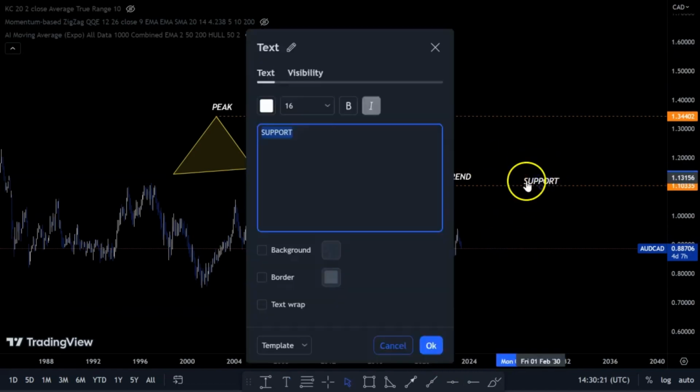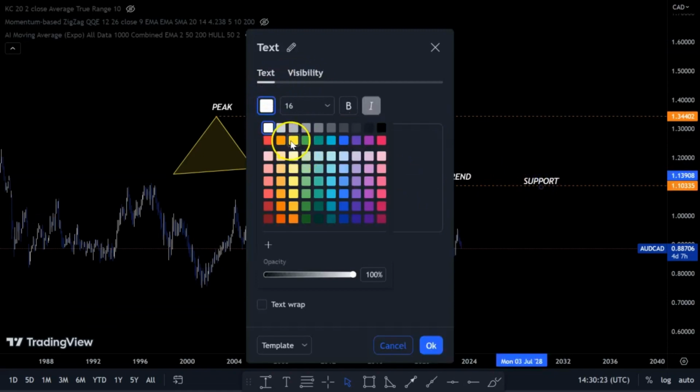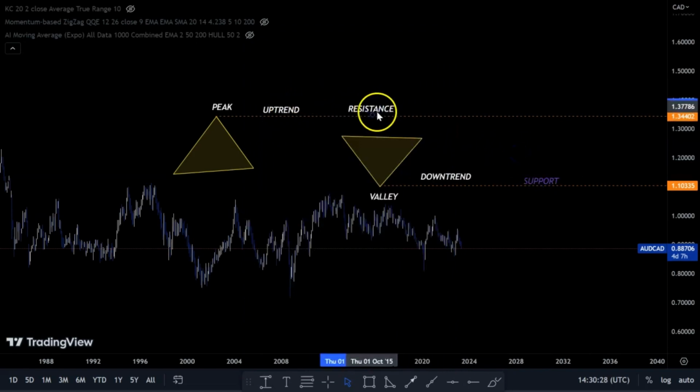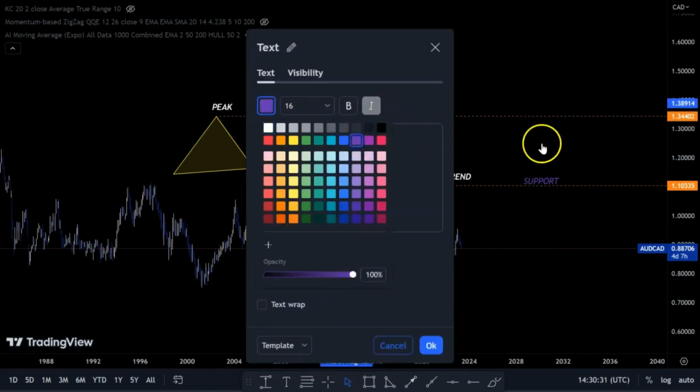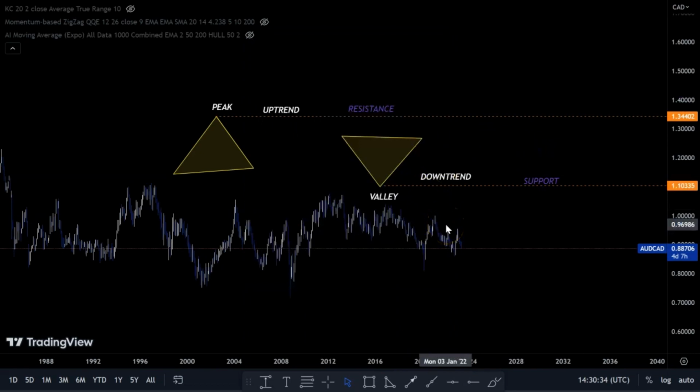So I want to differentiate this color to maybe, let's say, purple, and make this one purple as well. So let me repeat it again. Your peaks are formed by uptrends and they create your resistance, and your valleys are formed by downtrends and they create support. And these peaks in the school of market structure will tell you when the peak is done.